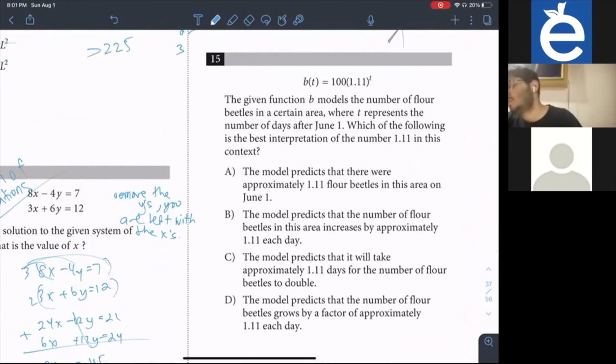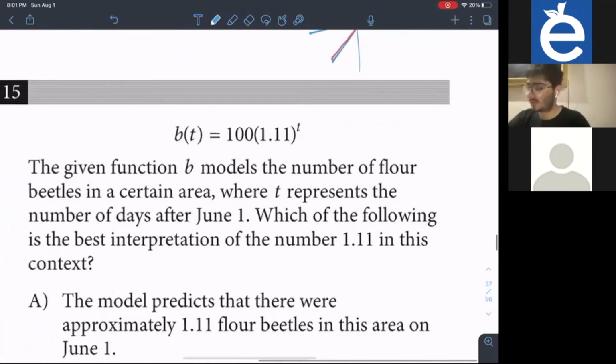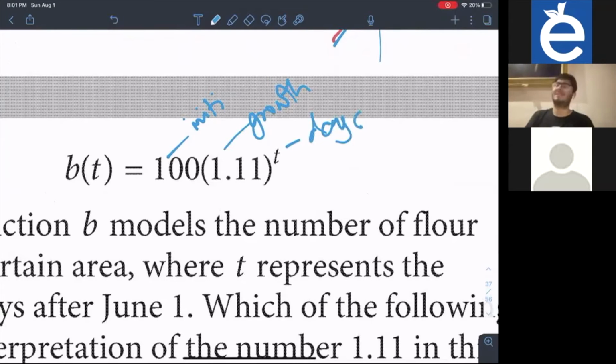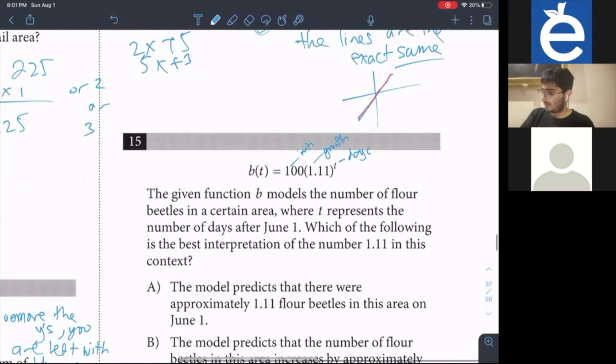Question 15. The given function B models the number of flower beetles in a certain area, where T represents the number of days after June 1st. Which of the following is the best interpretation of the number 1.11 in this context? So let's label this first. This is the first thing I would do. This would be the initial. This would be the growth. And since this is exponential, this would be days. Exponential are in percentages. And they're not linear, so we have to keep that in mind.